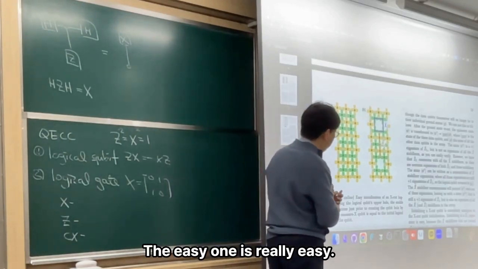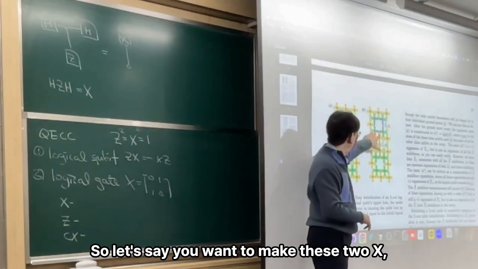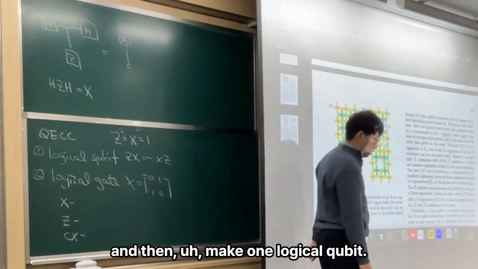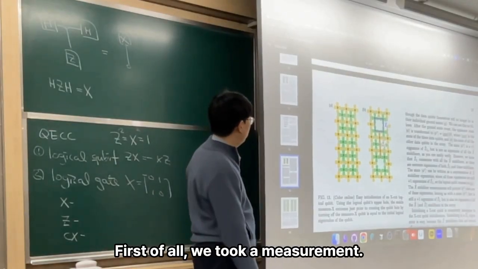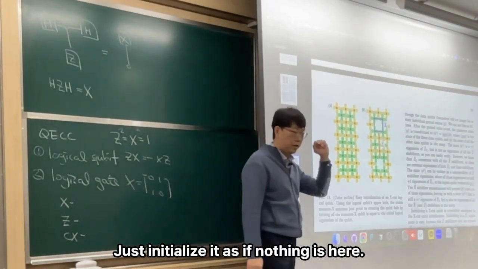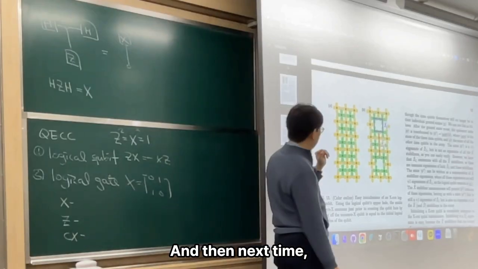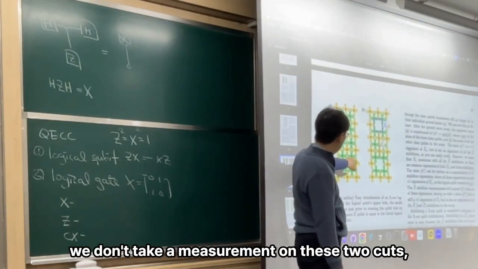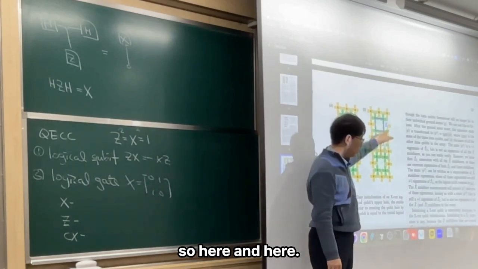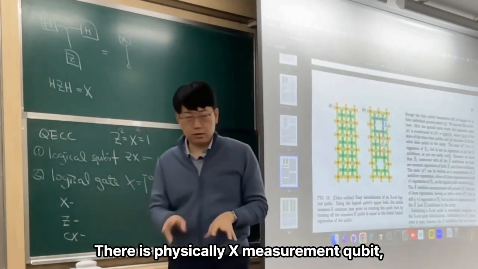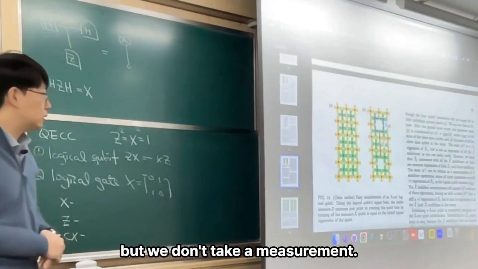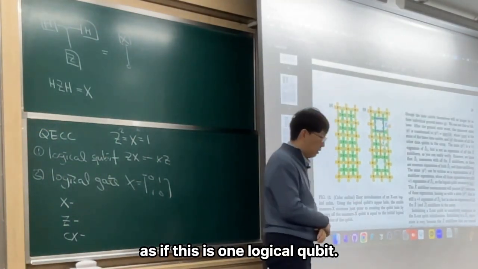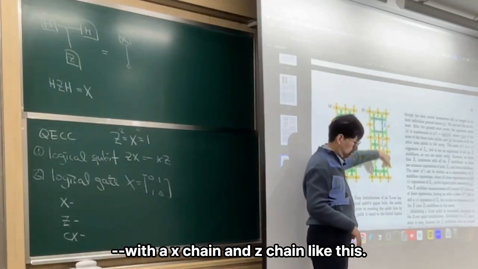So the easy one is really easy. Let's say you want to make these 2 X cuts here and make 1 logical qubit. First of all, we take a measurement, just initialize it as if nothing is here. And then next time we just don't take a measurement on these 2 cuts. So here and here, there is physically an X measurement qubit, but we don't take a measurement. And we just work right away as if this is 1 logical qubit with an X chain and Z chain like this.